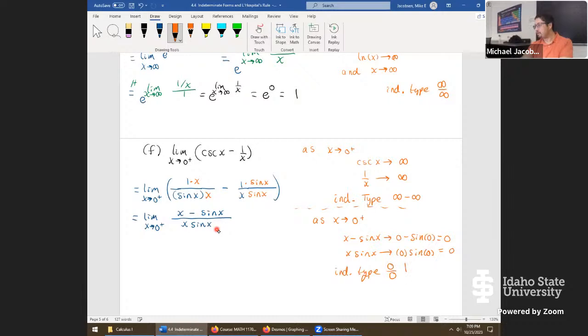0 over 0. I'll put an exclamation here because now we can use L'Hopital's rule. So right over here, it's now ready to start being differentiated, the numerator and denominator independently. Well, does that make sense, folks, on how to start this process out?